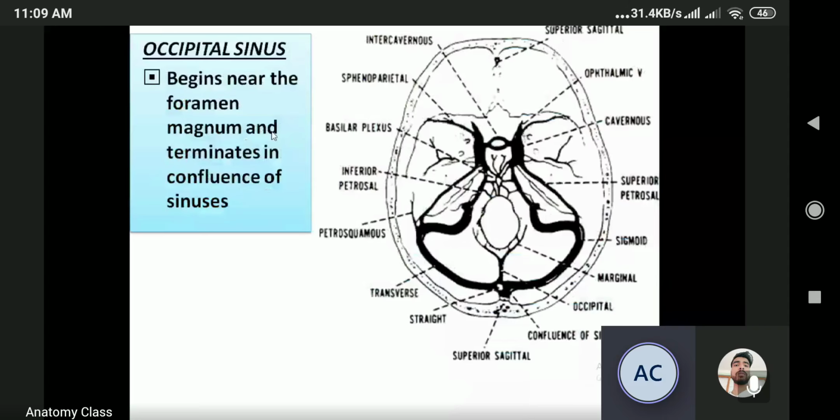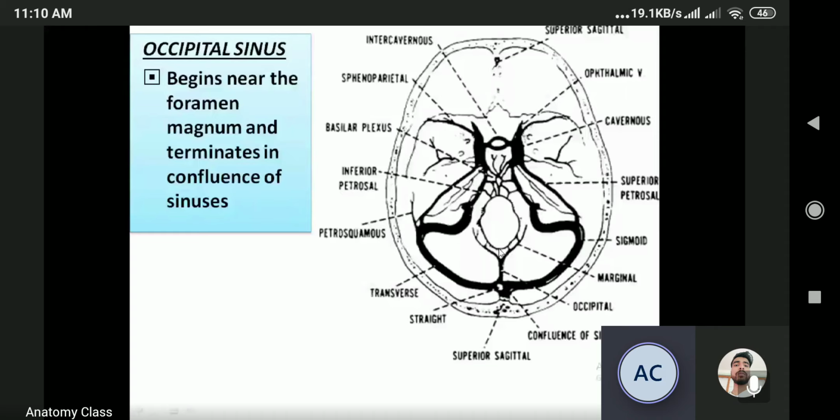Then next unpaired dural venous sinus is the occipital sinus, which begins at the posterior margin of the foramen. Can you see in this picture, the whole vault of the skull has been removed, so we can see the interior of the skull with different dural venous sinuses. Here, this largest foramen of the skull, through which the lower end of the medulla oblongata or the spinal cord passes, what is this foramen known as? It is the foramen magnum.